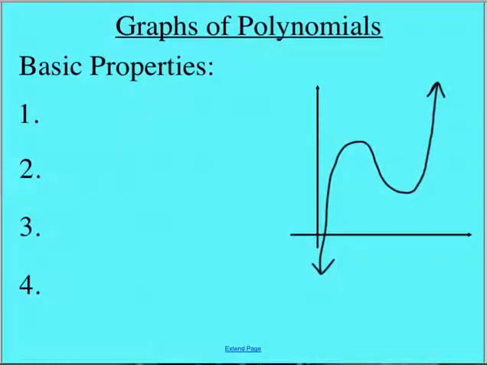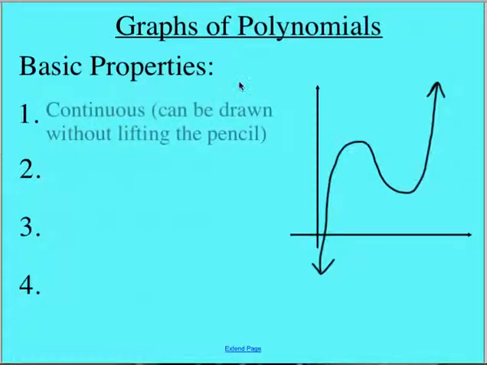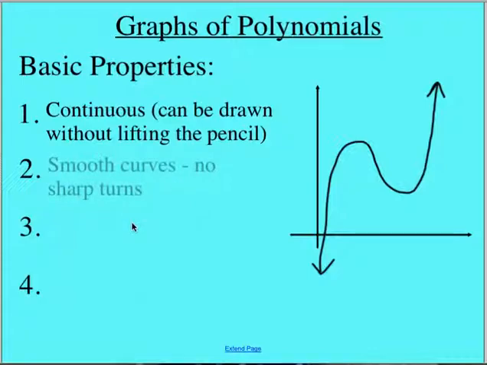Graphs of polynomials. The basic properties are, first of all, that the graph is continuous. It can be drawn without lifting up the pencil. The second property is that it has smooth curves and there are no sharp turns, so not like an absolute value would be a good example of what a polynomial is not. It has to have smooth curves.